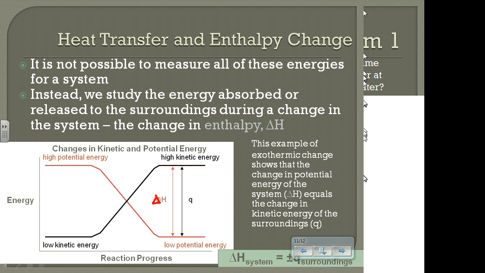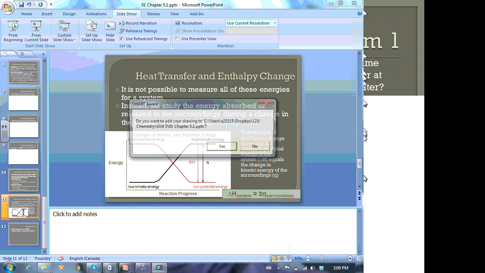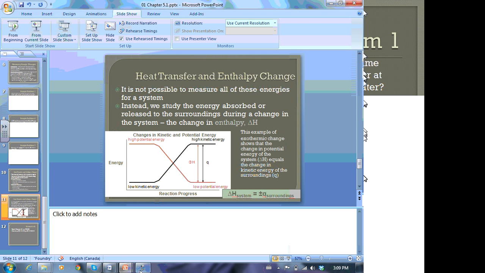For now, as long as you can understand your Q equals MC delta T equation, you should be good for this part of the video. And we're going to keep looking at these changes in kinetic and potential energy in some other videos coming up. So hopefully you're good with all of that, and we are done for this video.